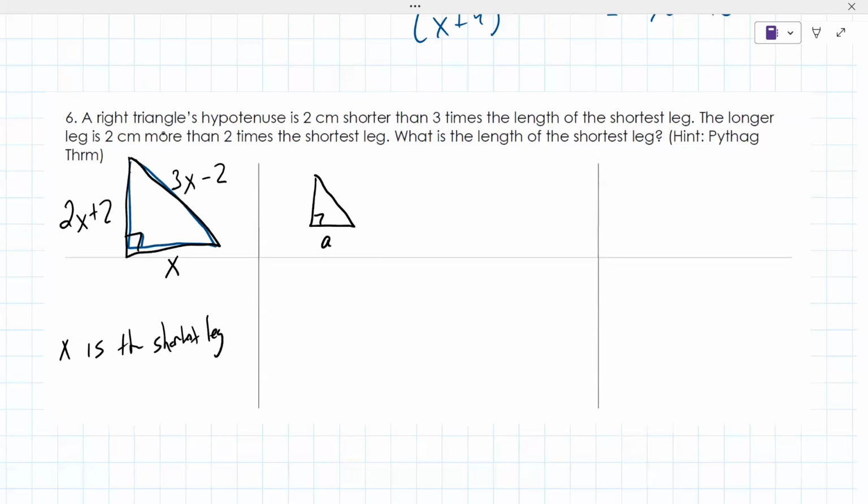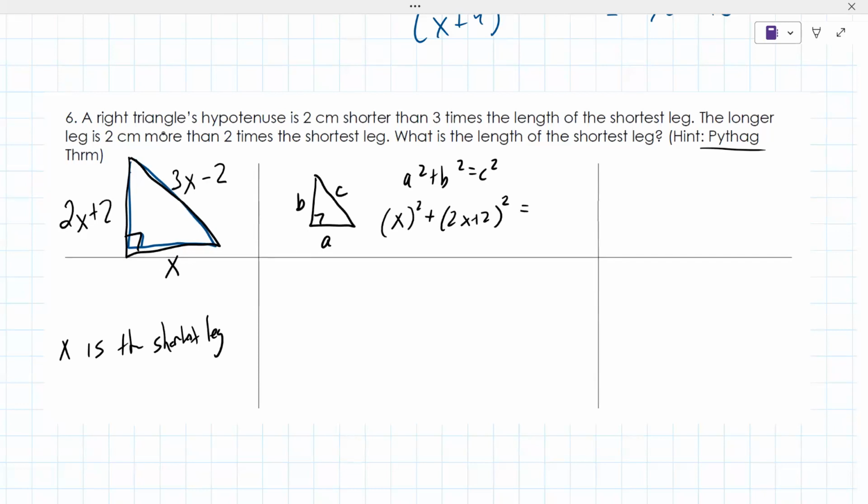So the next thing here is that you have a triangle ABC, a squared plus b squared equals c squared. That's the Pythagorean theorem. Now you're squaring everything. So it's really x squared plus (2x plus 2) squared equals (3x minus 2) squared, like that. And if you're doing this by hand, it's pretty important to show the expansion so that you don't miss a multiply.